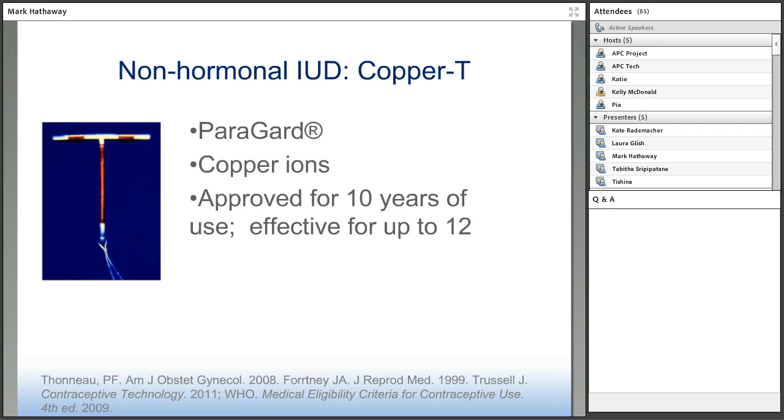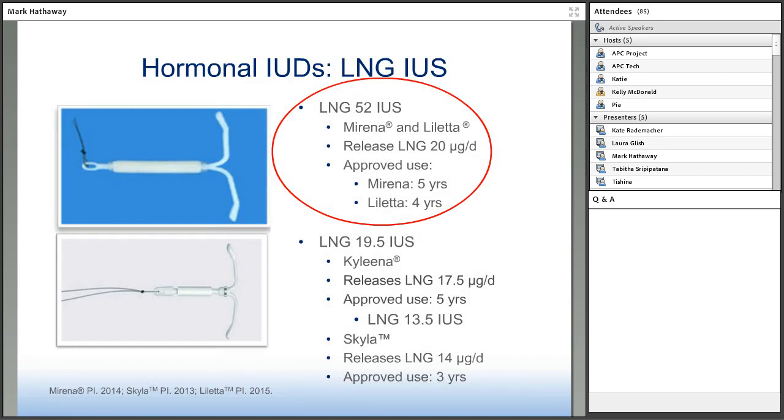This is the non-hormonal IUD depicted here with a small little picture. It's the copper T IUD. The trade name is Paragard. It releases copper ions, and it's approved by the FDA, the Federal Drug Administration, for up to 10 years of use. We now know that it's effective for up to 12 years of use, and probably even longer than that.